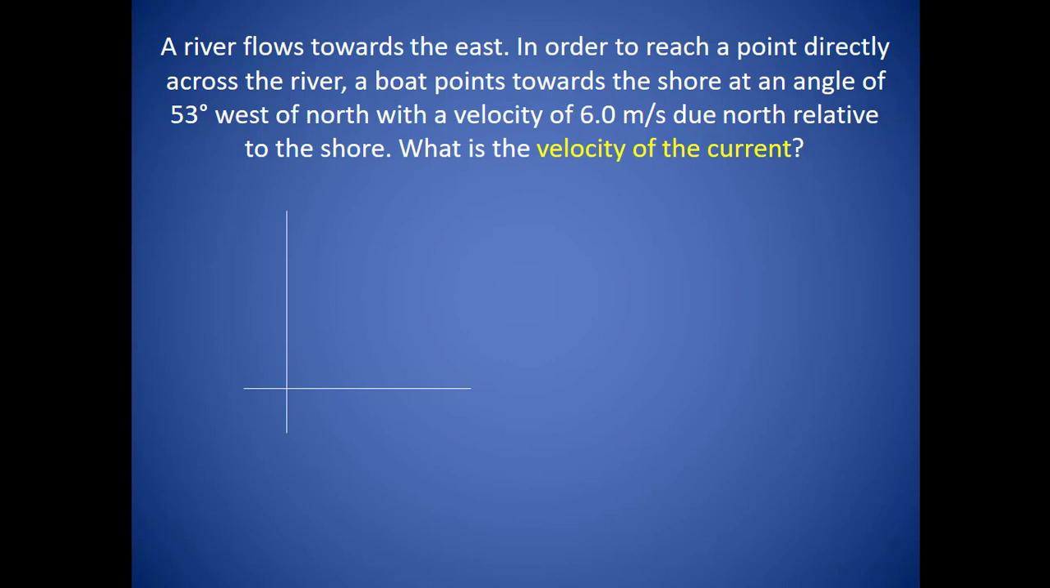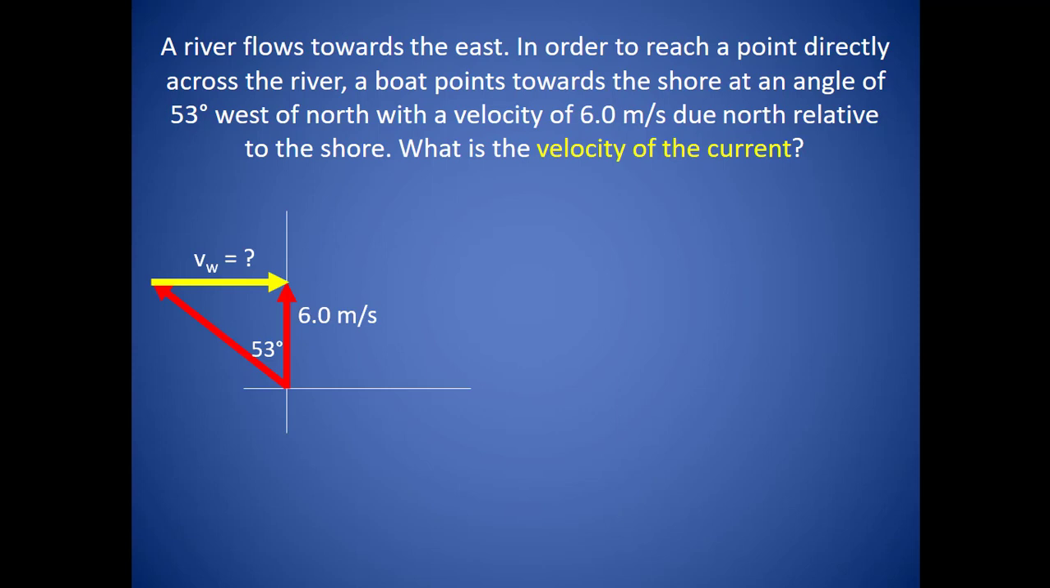All right, so what do we know here? We know the river is flowing directly to the east with some unknown velocity. The boat is moving due north across the river with a velocity of 6 meters per second. So the heading of the boat is 53 degrees in the direction west of north. All right, so now that we've sketched this out, it's a lot easier to see what we need.